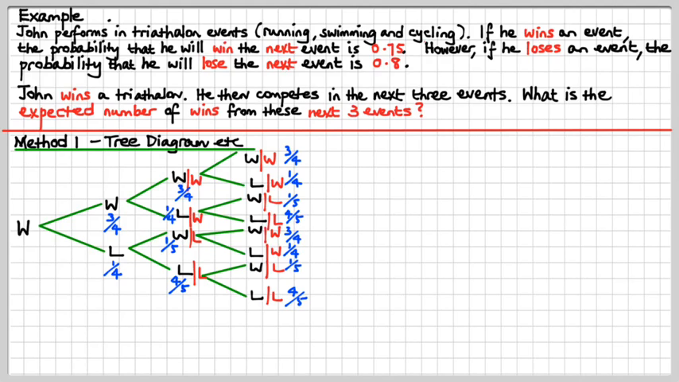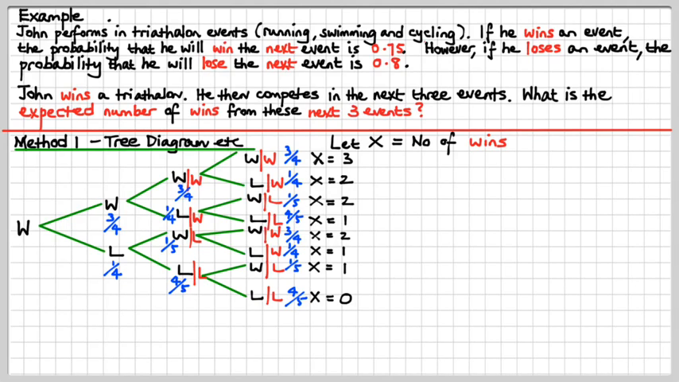Now, what do we do now, guys? We've got to get expected value out of all this. This is the slow road. We'll call X the number of wins, and then we'll label them with their respective discrete random variable number. That's 3 wins, 2 wins, 2 wins, 1 win, 2 wins, 1 win, 1 win, no wins, okay?